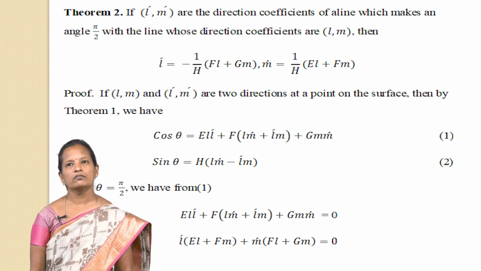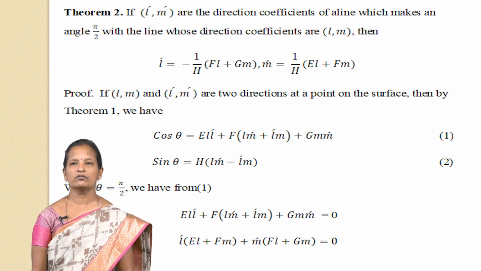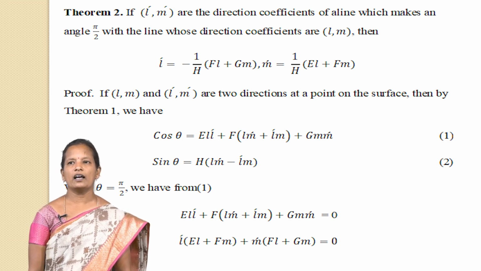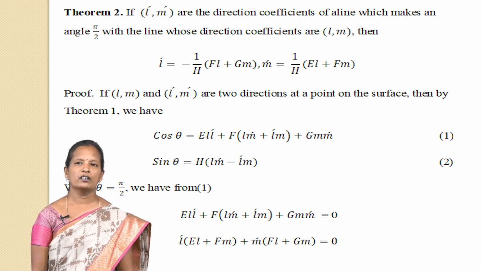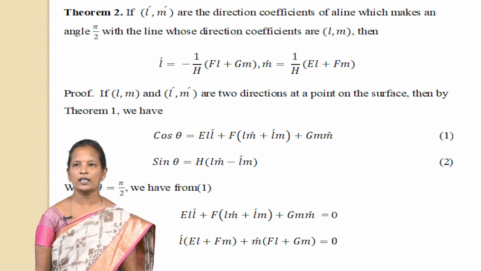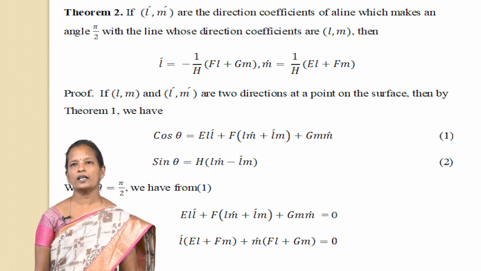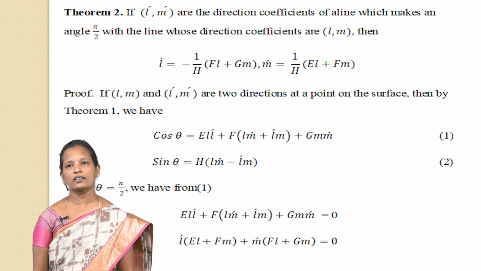Now we are going to theorem number 2. If L comma M are the direction coefficients of a line which makes an angle pi by 2 with a line whose direction coefficients are L dash, M dash, then L dash is equal to minus 1 by h into (F L plus G M), and M dash is equal to 1 by h into (E L plus F M). We have to prove these values of L dash and M dash when theta is equal to pi by 2. Now let us go for the proof.